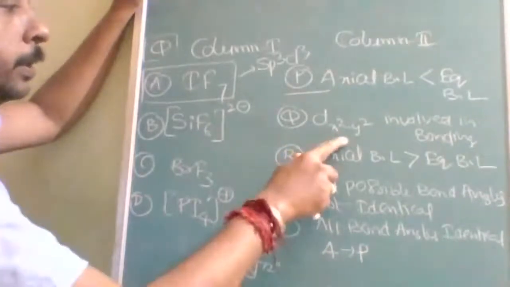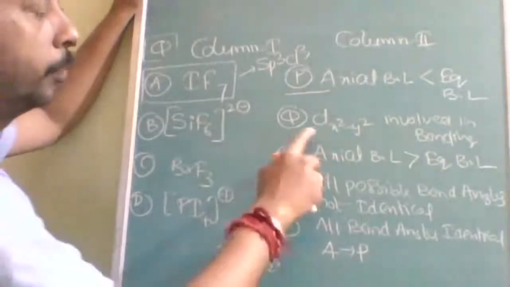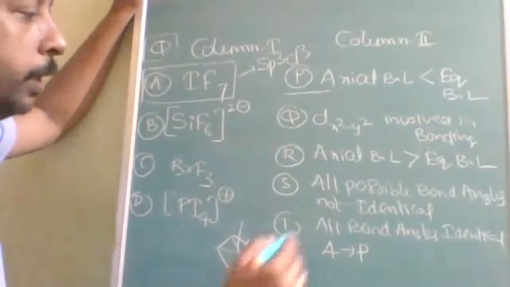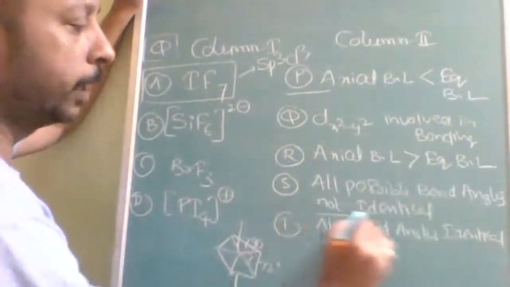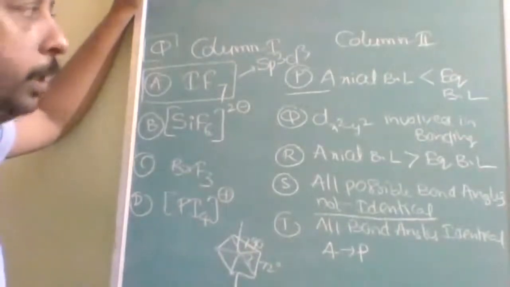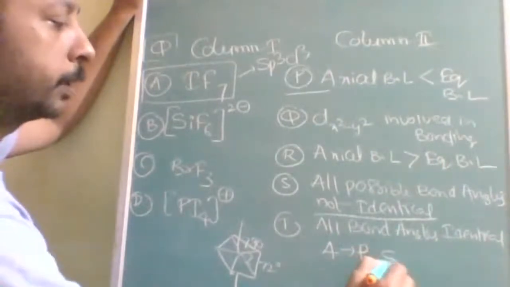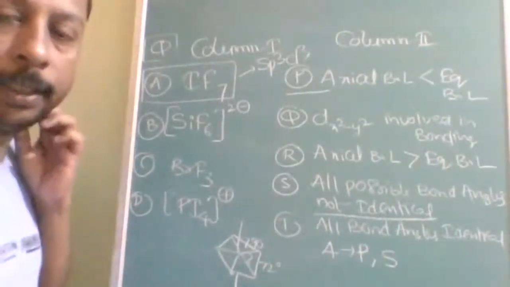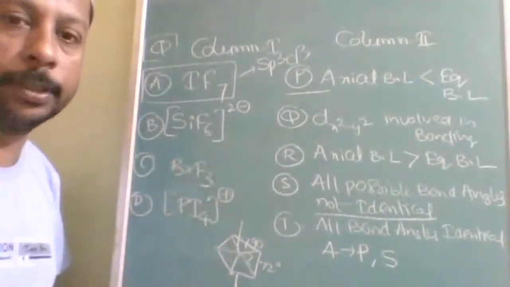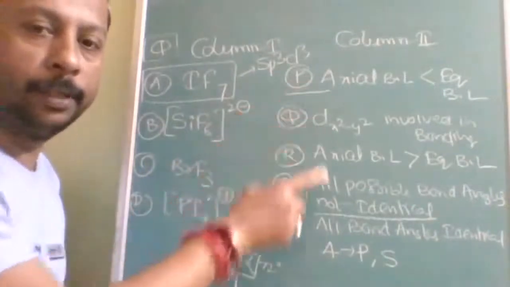Next, this d3 will be dxy, dyz and dzx. Therefore, this dx square minus y square will not be there. And all possible bond angles are not identical. This is 72, this is 90. So A answer will be P comma S. Is that clear? Like that you can compare with all other options. First try to find out the hybridization, then check with each and everything.